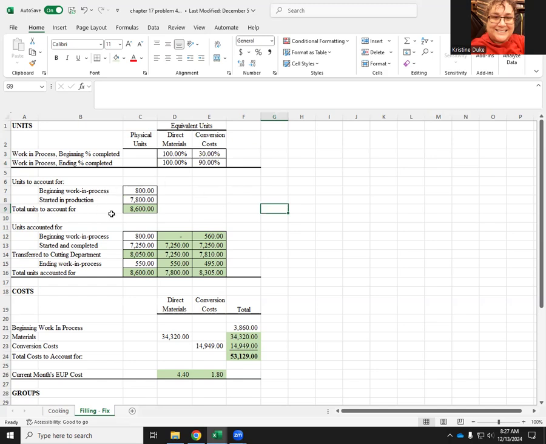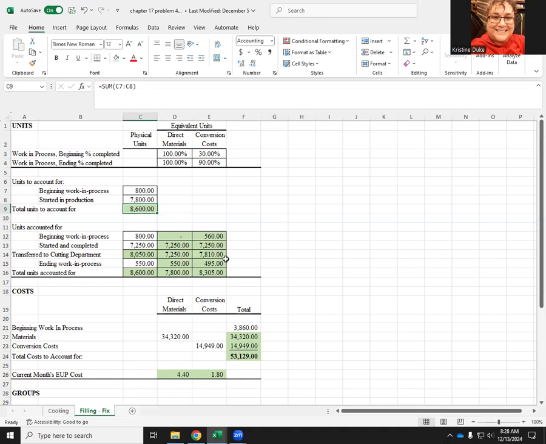Now, the next thing we need to do is account for units. Units could be anything. It could be a gallon, an actual unit, or a liter. It just depends on whatever the quantity measurement is that you're using. And so here my beginning work in process units were 800 and we started in production this month another batch of 7,800. So I need to account for 8,600 units. And what's really cool about this spreadsheet is that I have everything in here that auto calcs for me. So I don't have to think, because this is what Excel is for.